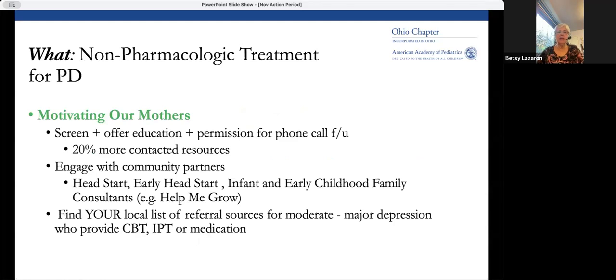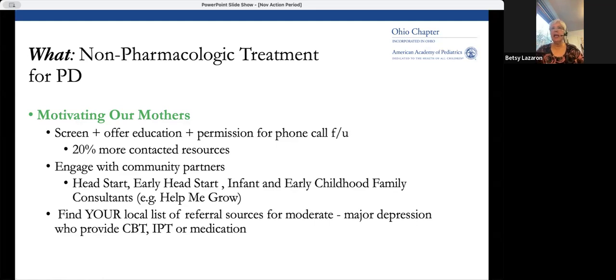There's also a lot of non-pharmacological treatment that can be useful for postpartum depression. Whether or not the mothers will have the energy to make that next step, to seek out that therapy or that support system, though, is always a problem. If you screen and you offer education and a resource, they've discovered that women are 20% more likely to follow up with counseling or contacting an agency for help if you ask them if it's okay to give them a phone call back to see how they're doing.